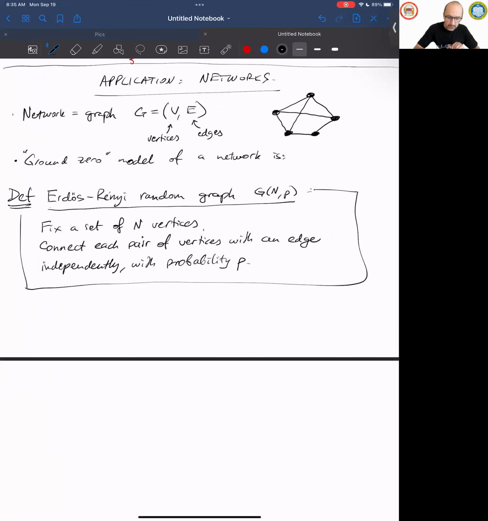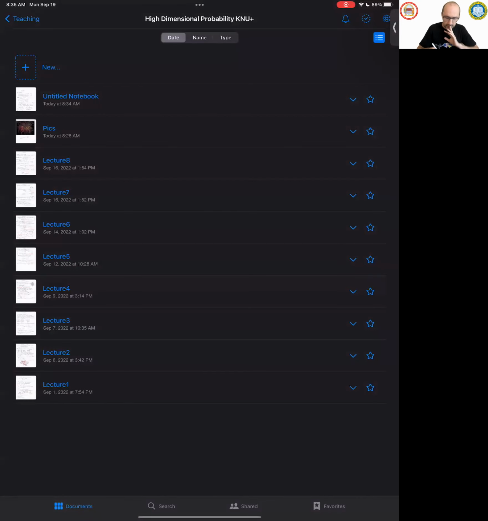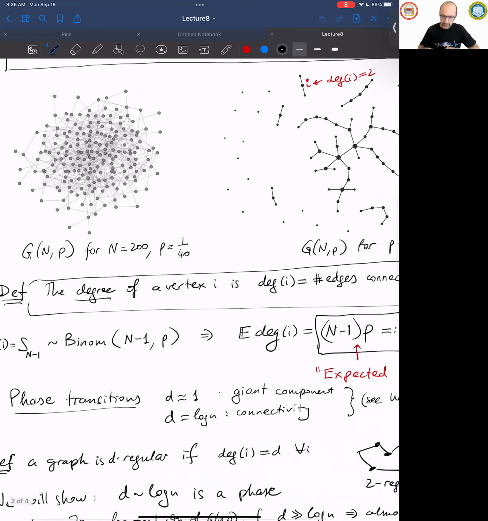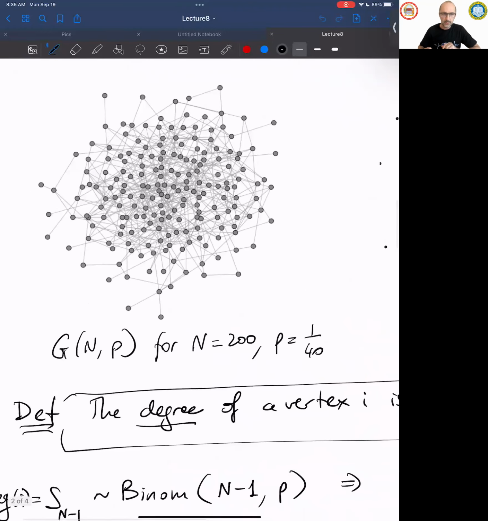Okay, guys, hold on. Let me show you what it looks like. This is a simulation of what happens if you take 200 vertices and P equals 1/40. You get some random graph. The larger P, the denser the graph is, obviously, because there is more probability of forming a connection. The smaller P, the sparser the graph is.